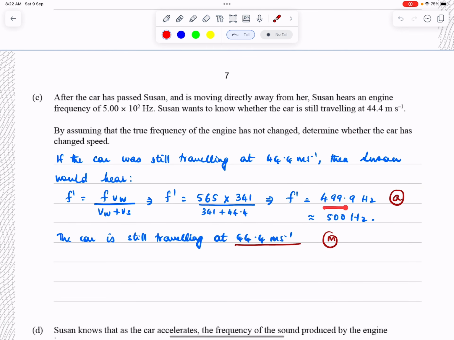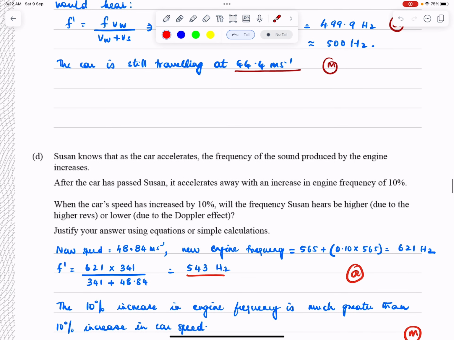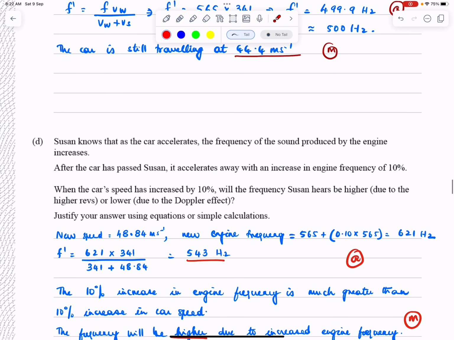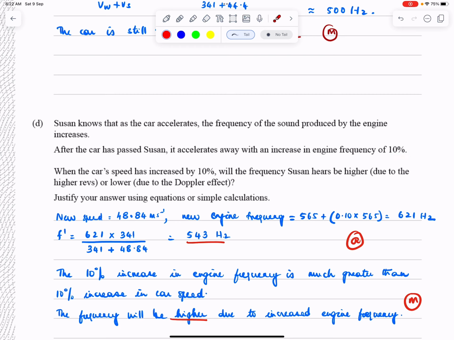So if you just got this much, that's an Achieved. If you commented on and related it back to the speed of the car, you get your Merit. Now, Susan knows that as the car accelerates, the frequency of the sound produced by the engine increases. After the car has passed Susan, it accelerates away with an increased frequency of 10% compared to the original frequency.